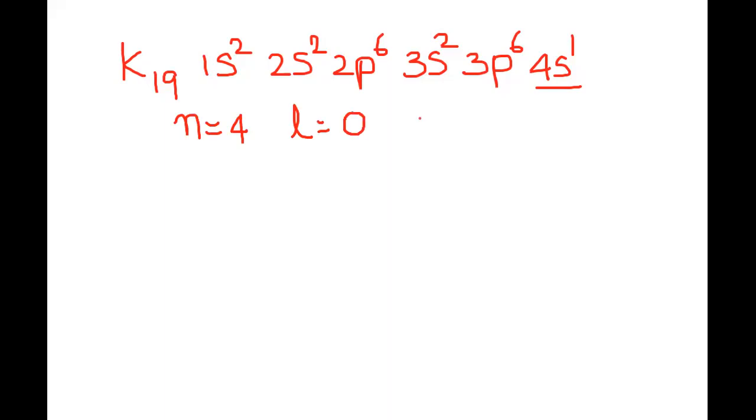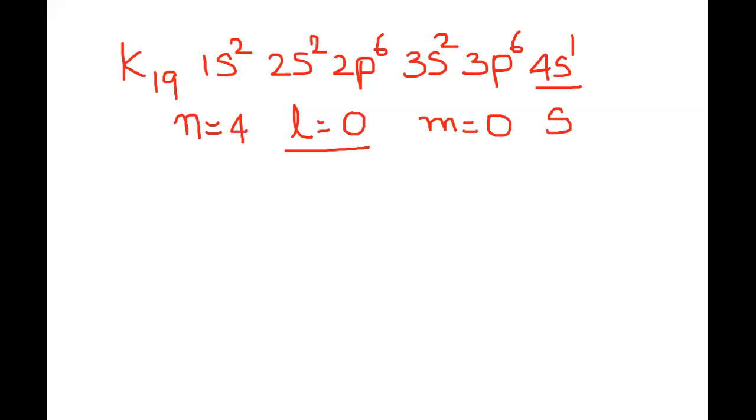Then for M, you don't have to think a second time. If L is equal to 0, M necessarily will equal 0. So this will equal 0. Okay. And if I talk about S, then it is the first electron that is entering that S orbital.